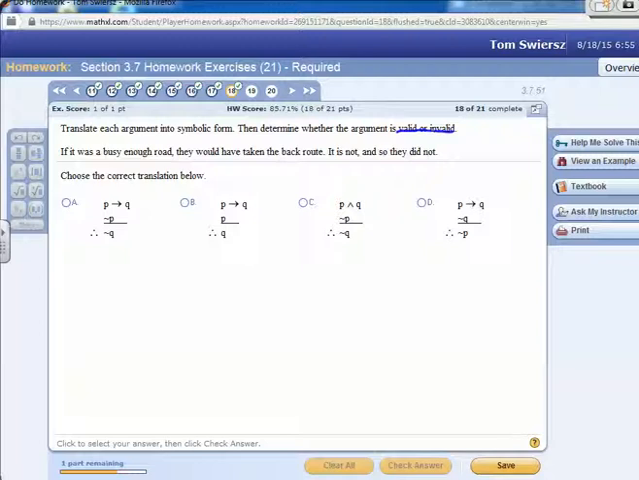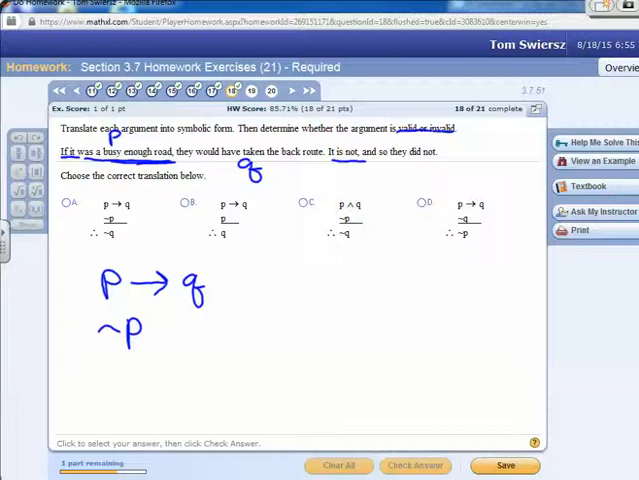All right, well, they're starting out with P here. So if it was busy enough on the road, we'll say that's P, they would have taken the back route. It starts with an if, so we know it's a then statement, so right arrow. And we'll say Q is they would have taken the back route. P is the road was busy enough. It is not, meaning it is not busy enough, so it is not P. Okay, so they did not take the back route. So then the conclusion would be the negation of Q.